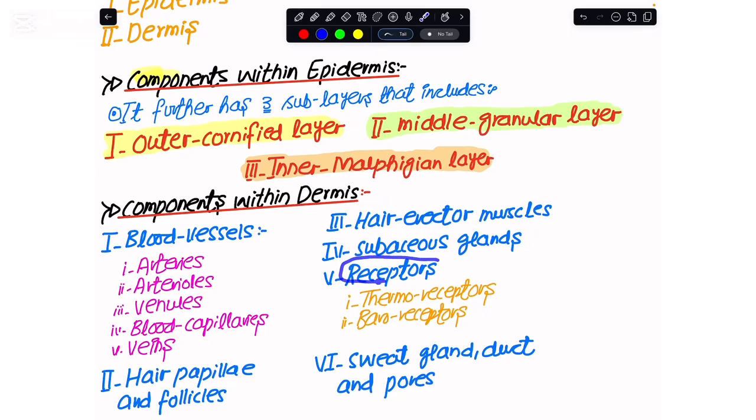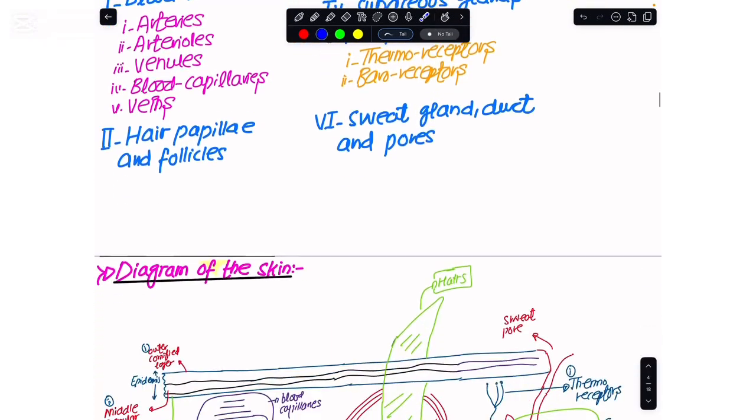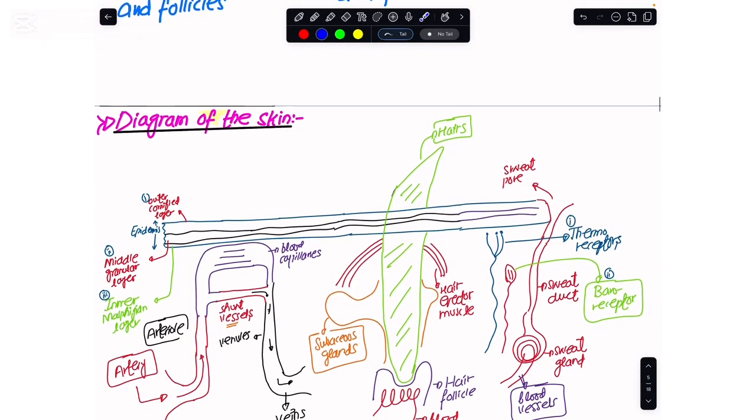Then we also have the receptors in the dermis, and among the receptors we have two: one is the thermoreceptors and the other is the baroreceptors. And at any cost, we must not forget that within the dermis we have the sweat gland, the sweat duct, and the sweat pore. We will see in a while how each component in the dermis is adapted for the function it has to render in maintaining the core body temperature.